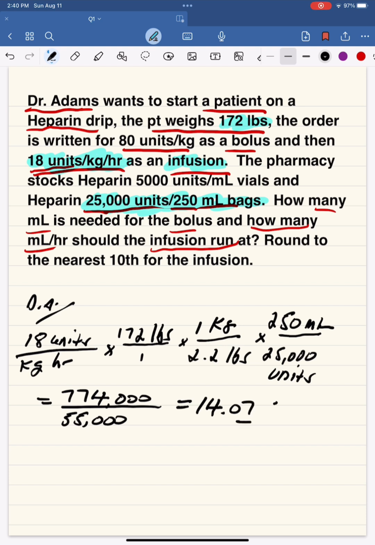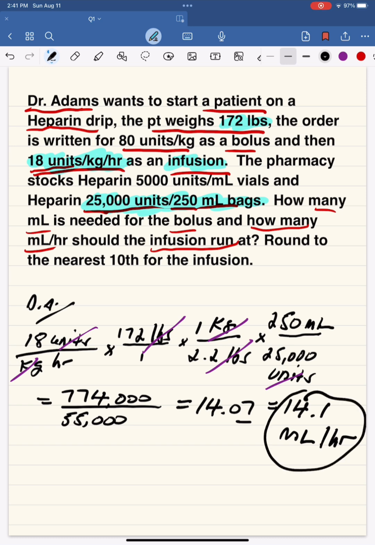14.07. If we're going to round to the nearest tenth, that's 14.1. And it's going to be milliliters. And we're going to cancel out the units just to show you how I got the milliliters. We're going to cancel out units with units, kilograms with kilograms, pounds with pounds. You're left with milliliters on top and hour on the bottom. So it's going to be 14.1 milliliters per hour. To repeat, the infusion runs at 14.1 milliliters per hour. And that's the infusion rate. And that's it for this problem. Thank you very much.